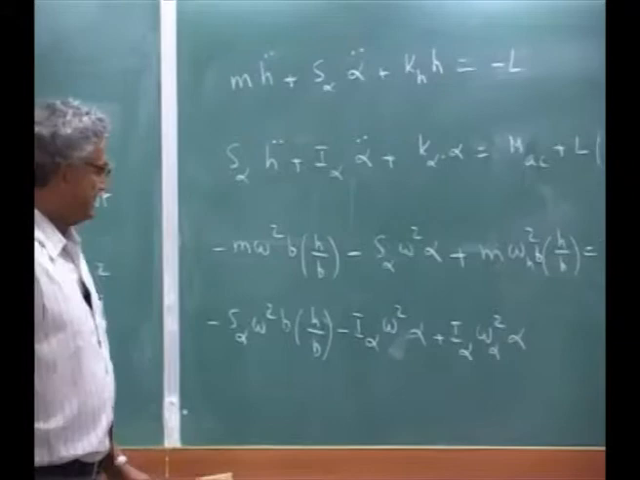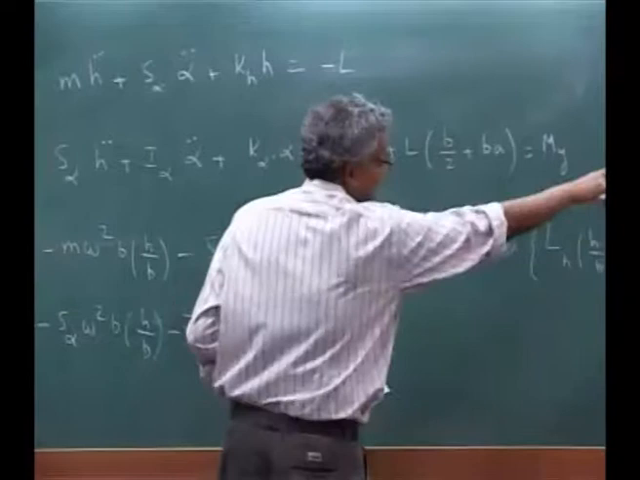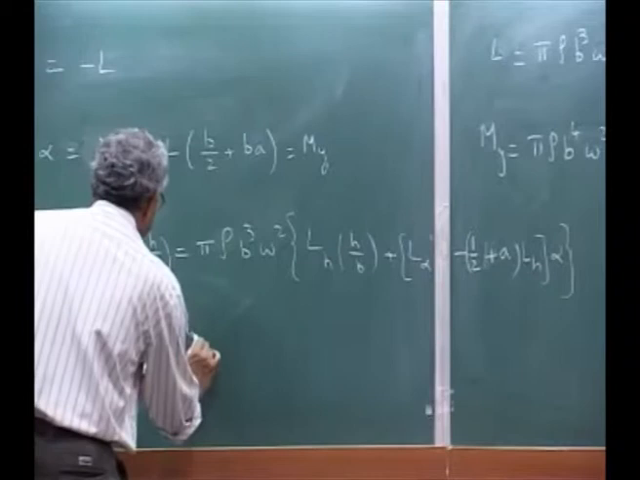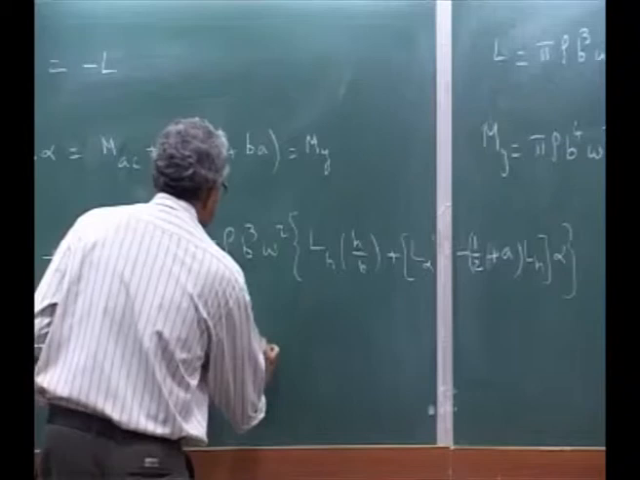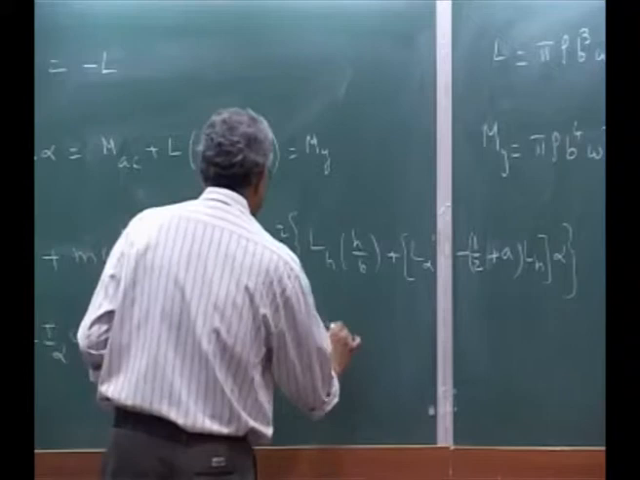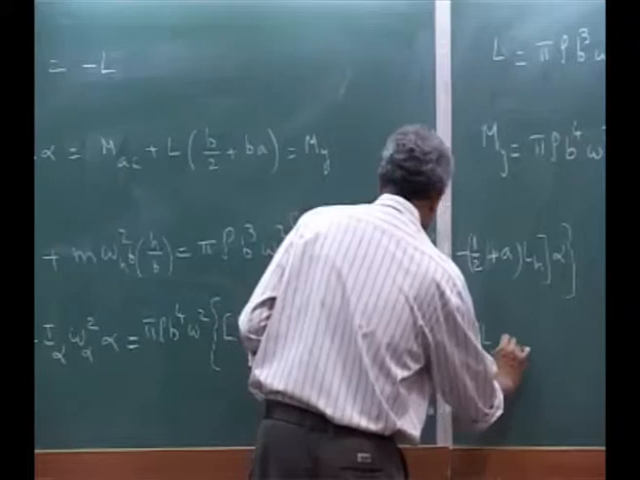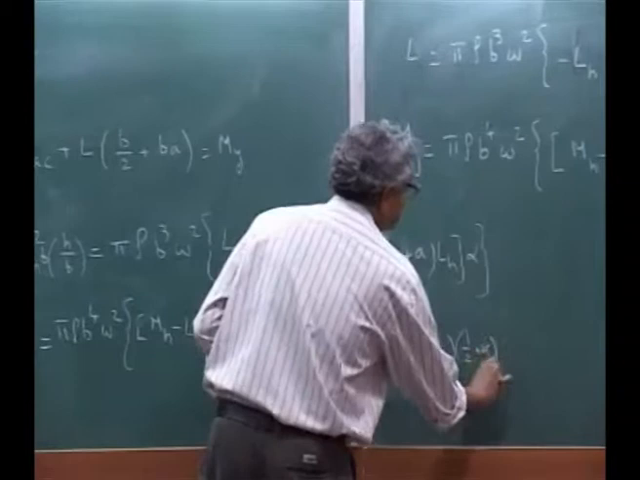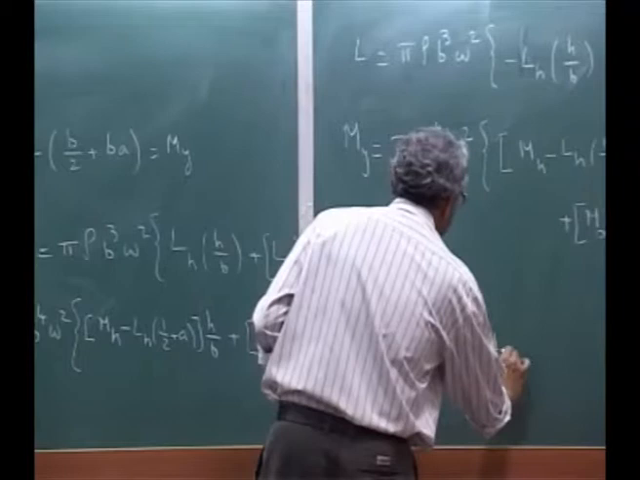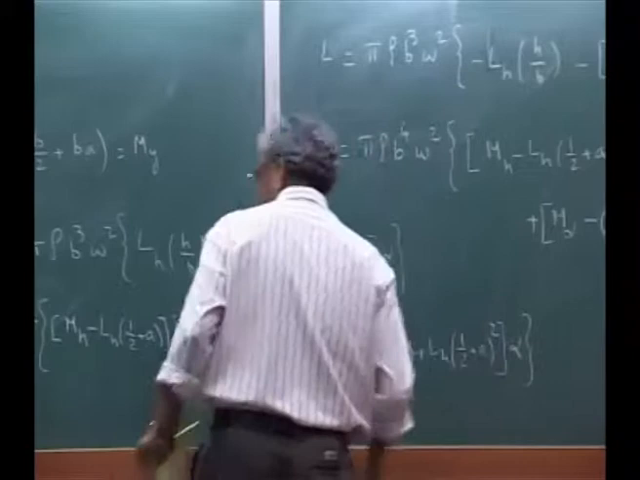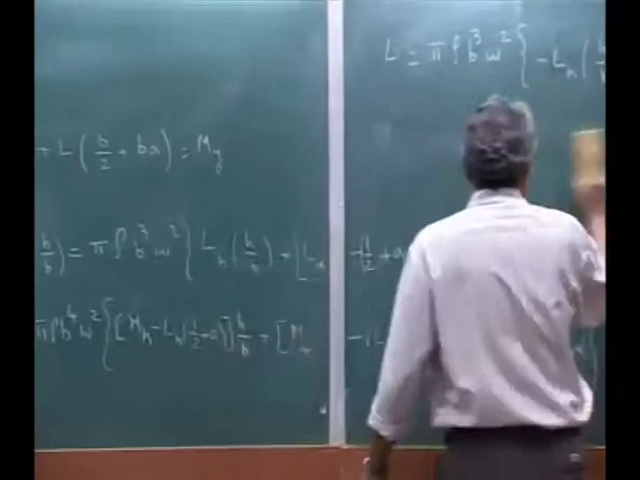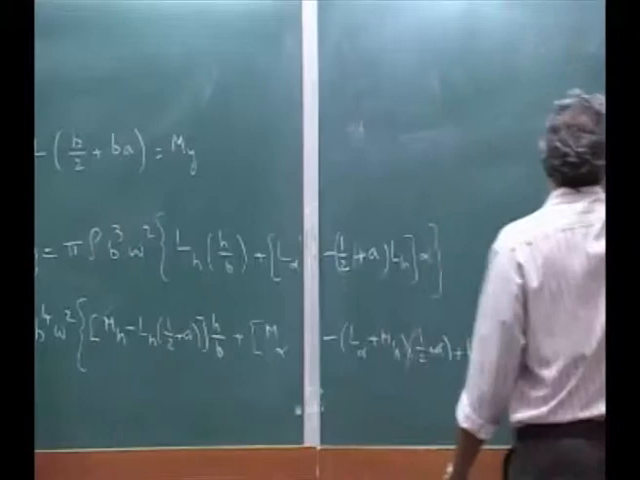Okay. Now, this is equal to that entire term. That is pi rho b4 omega square, M_h minus L_h half plus a, h over b plus M alpha minus L alpha plus M_h into half plus a plus L_h half plus a whole square alpha, bracket closed. Okay. So, this is my entire equation. Okay, these two. Let me erase this part.